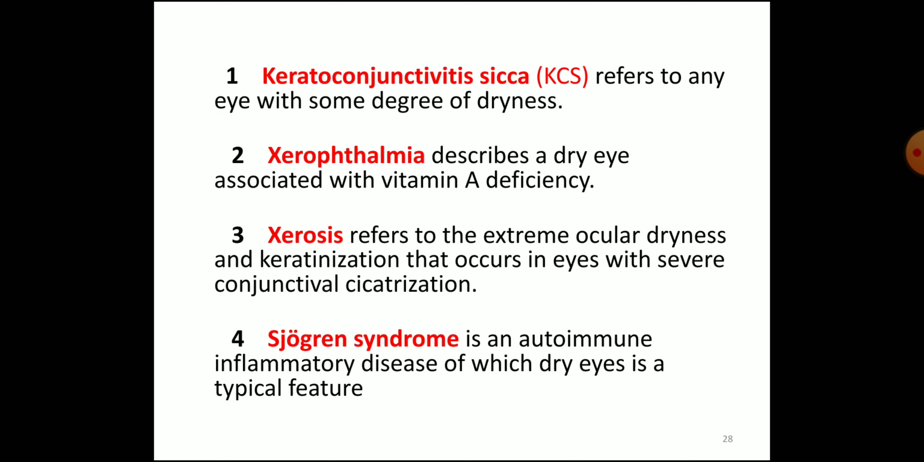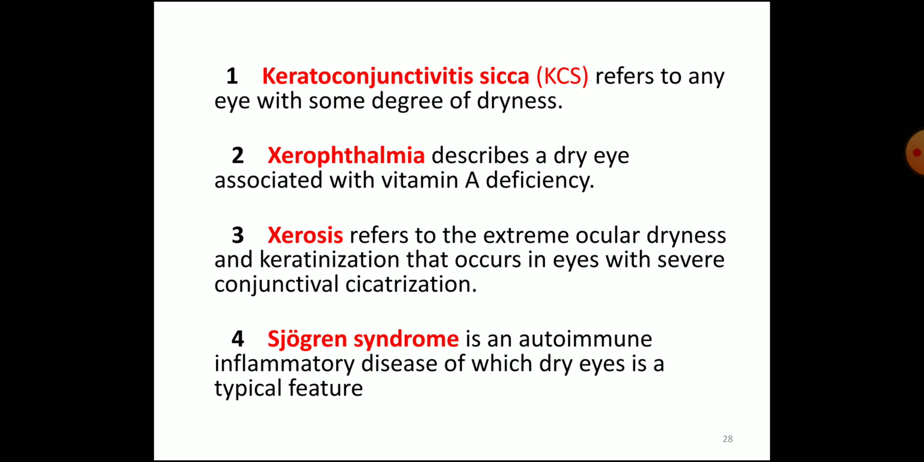Keratoconjunctivitis sicca refers to any eye with some degree of dryness. Any eye with some degree of dryness is called keratoconjunctivitis sicca. Second one is xerophthalmia, which describes a dry eye associated with vitamin A deficiency. So in vitamin A deficiency, the first symptom is dryness of the eye. That is xerophthalmia.